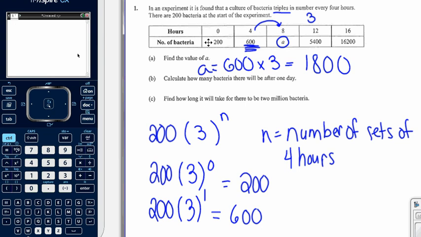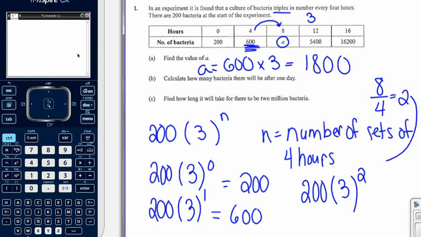Or we could calculate that using an exponential equation, this formula that we've created. So 200 times 3 squared, because 8 is 2 sets of 4 hours. We can get that by doing the number of hours divided by 4, and that's going to give us 2 sets. So that is where our n comes from, our power of 2, so we've got 200 times 9, which is 1800.